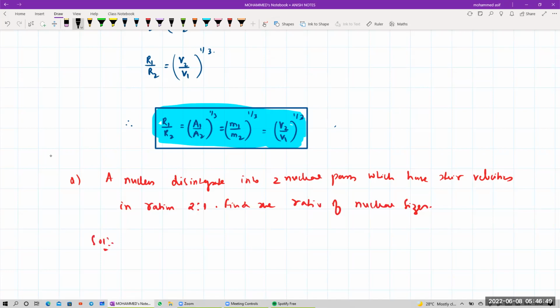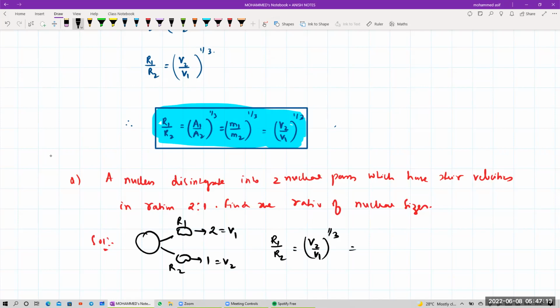The nucleus is disintegrating into two parts, which have velocities 2 and 1. So this is your V1 and this is your V2. He's asking the ratio of their nuclear sizes, that means radius R1 and radius R2. So R1 by R2 is equal to V2 by V1 to the power of 1 by 3. So it will be 1 by 2 to the power of 1 by 3.